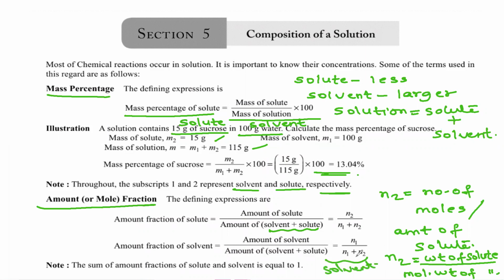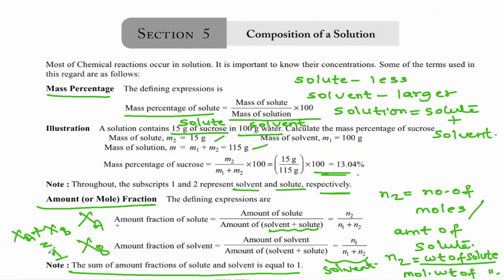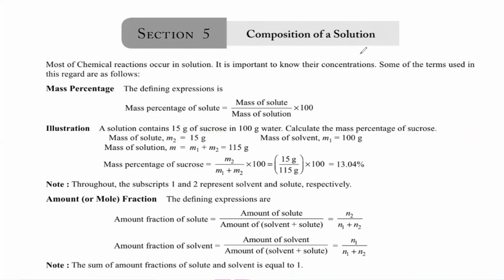Mole fraction is denoted by the letter chi. XA is the mole fraction of solute and XB is the mole fraction of solvent, and always XA plus XB is equal to 1. That is, the sum of the mole fraction of solute and the mole fraction of solvent is equal to 1. So this is called mole fraction. I hope it is clear. Next.